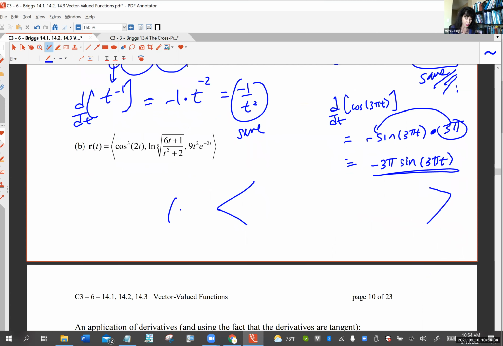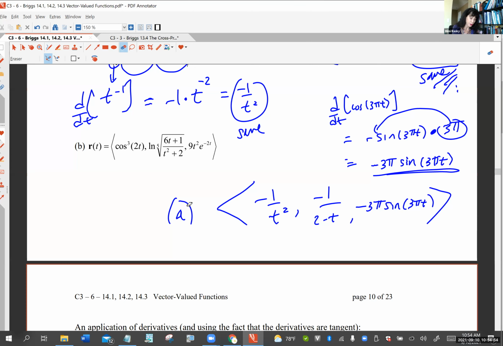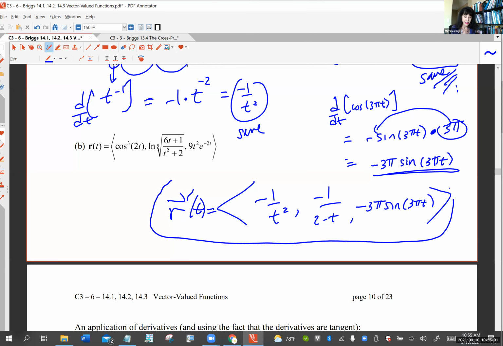So final answer for letter A is going to be this big old vector. The first component is -1 over t squared. Second component is -1 divided by 2 minus t. Last component is -3 pi sine 3 pi t. And that is the derivative. In fact, to make it look real pretty, if you really want to impress me, put r prime of t equals. I know, and you know, that that is the derivative of the vector valued function, which is itself a vector valued function.